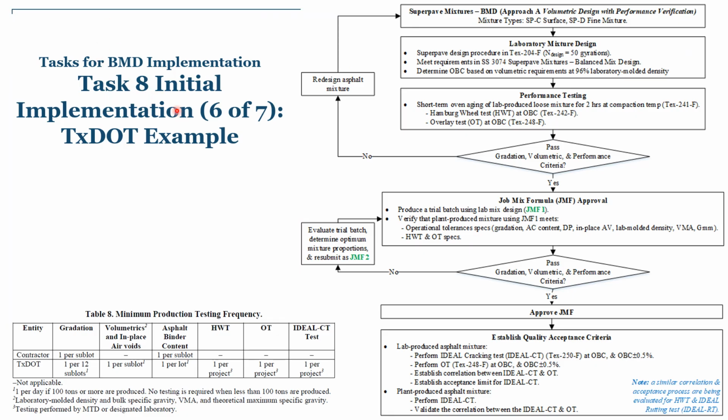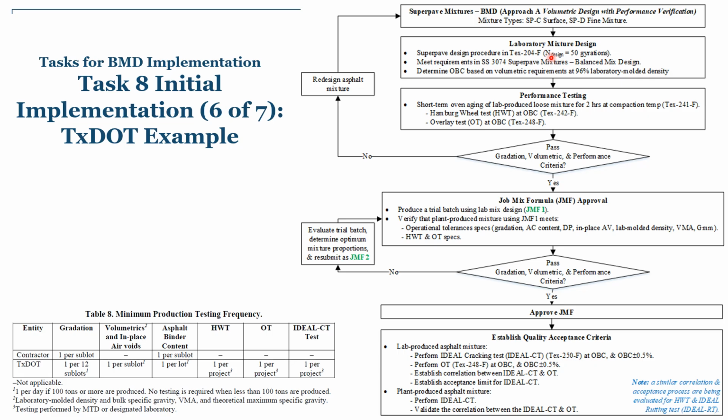Following up with implementation examples is the one from Texas DOT. A flowchart here is presented according to the TxDOT specifications for mix design and mix design verification. Starting from the top, a laboratory mix design is conducted following the volumetric requirements. TxDOT requires an approach A, which is the volumetric design with performance verifications, and the optimum binder content is selected for 4% air voids.